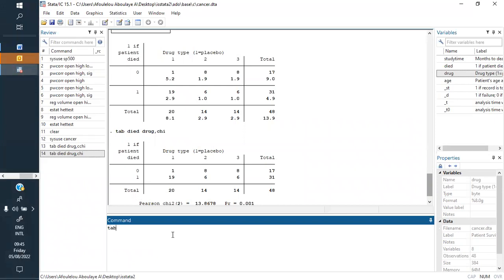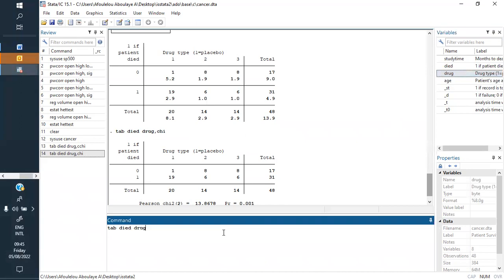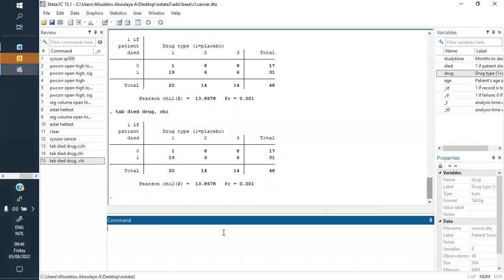The command is tab, and now we can just bring our variable like die and drug. Now we can just do it. Now we have to decide that we are doing chi-square test, and I can validate, and I have already the result. So what is happening is what we are getting as result. And first of all, before we start to interpret what we have as a result, we should check on the null hypothesis if we can accept it or reject it.